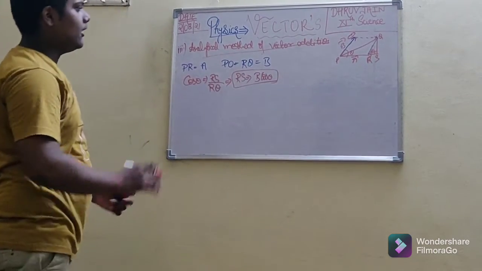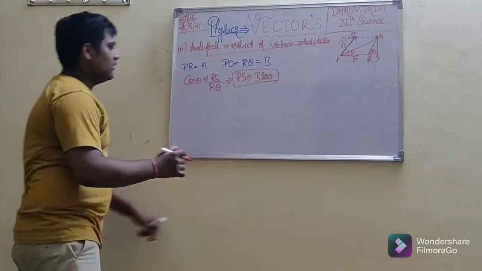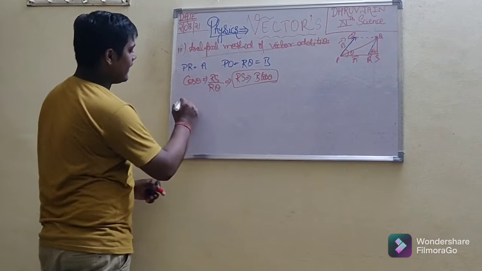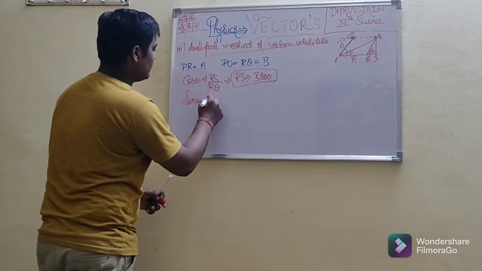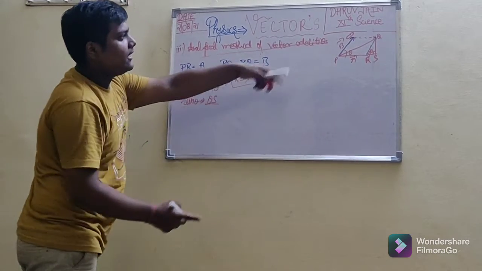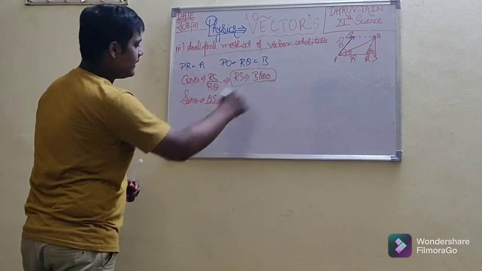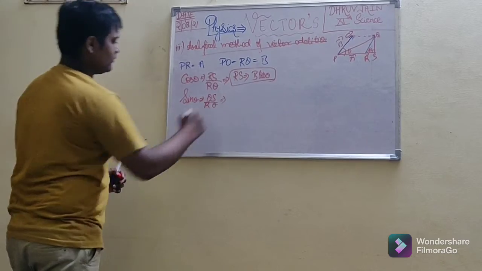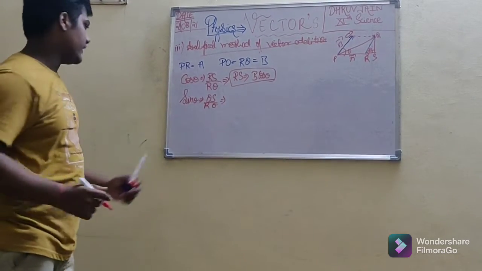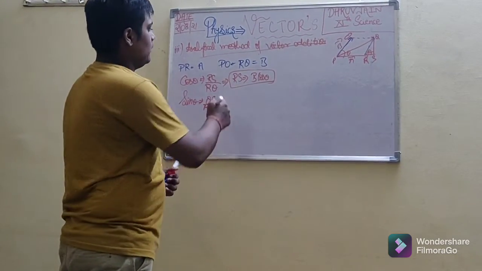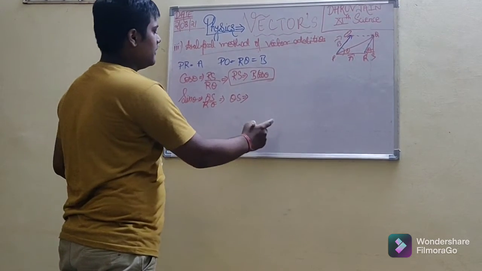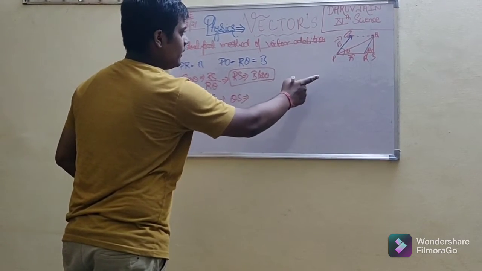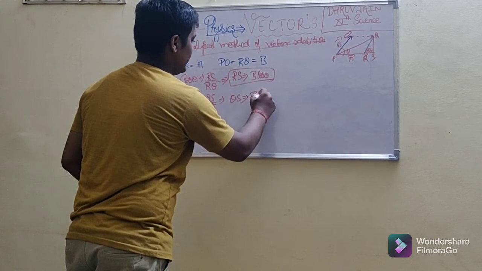Okay. Now let us move to QS. So similarly we will find QS by taking sin theta. sin theta equals QS upon RQ, means perpendicular upon hypotenuse. So QS will be directly equal to what? B sin theta. B sin theta.